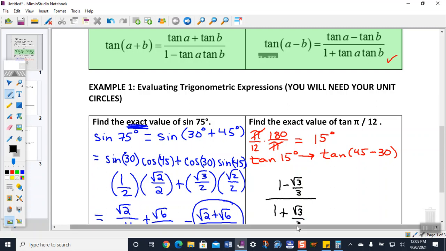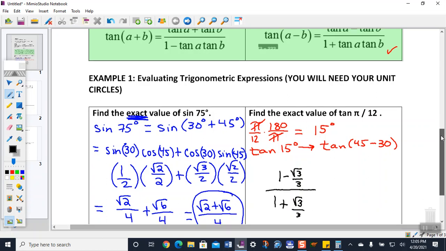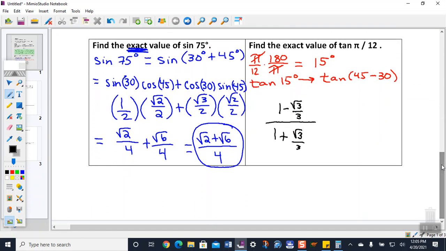3. Okay. Now this is where things are going to get kind of tricky. While I agree that that's an exact answer, and I agree that if you gave that on a quiz or test, I'd probably be like, okay, they used the right rule.